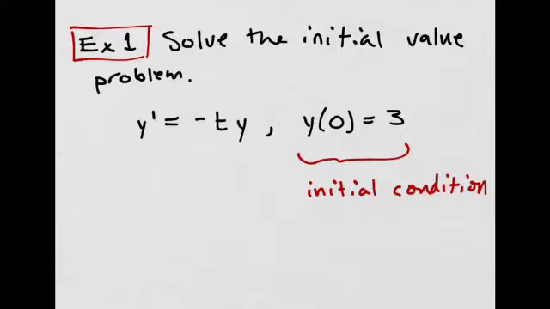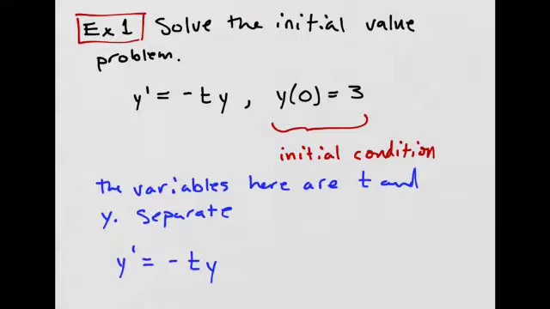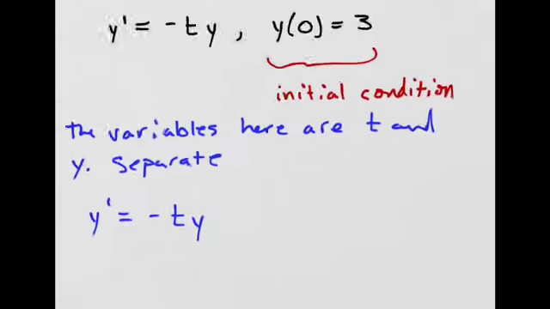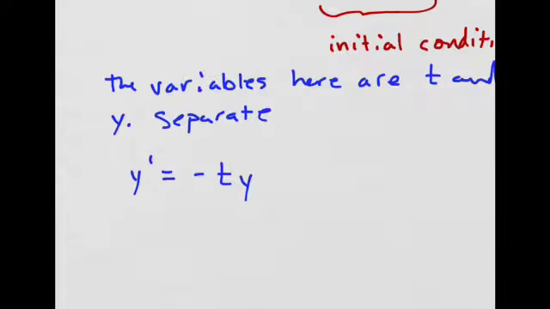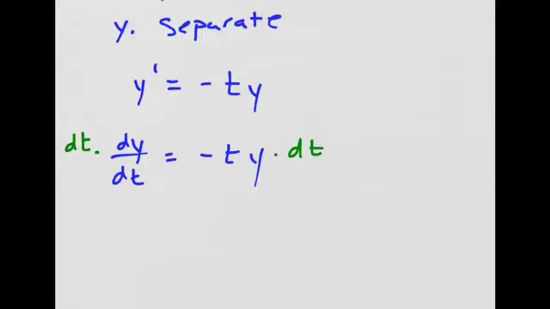Okay, so the variables that we have are t and y, so we first try and separate them. They're already multiplied together, so that works. But I want to change my y prime to a dy dt. That way I can separate the differentials. So I'll do that and then multiply both sides by dt. Then I get dy equals negative ty dt.